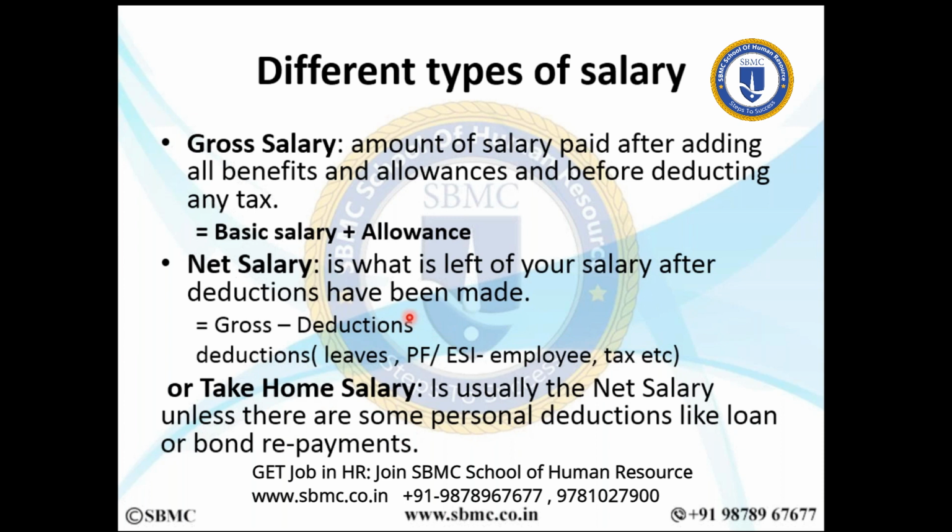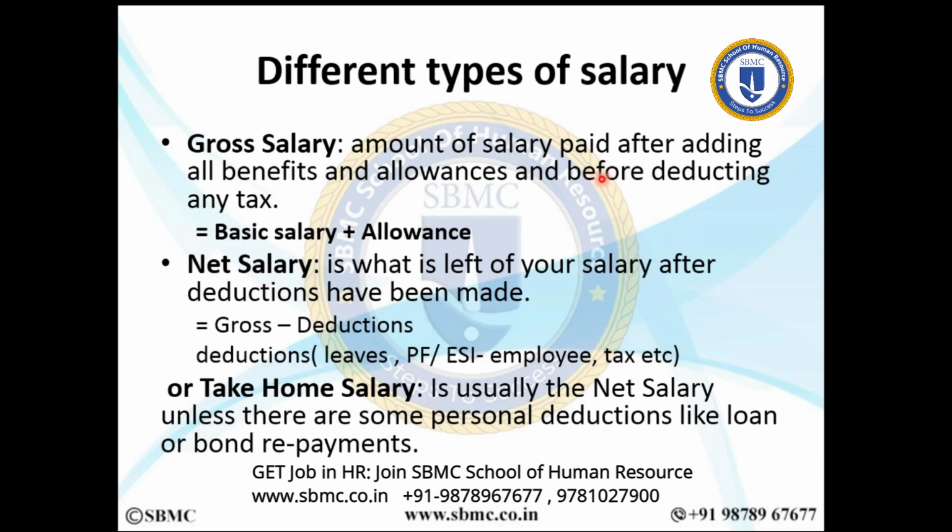Gross salary is before deducting any tax. It's basic plus the allowances. But in net salary, we studied gross salary before deducting any tax, and in net salary, gross minus deduction. Why are we taking deduction again minus with gross? Gross is already before deducting, no? Here it is net salary. You're confusing gross and take-home.